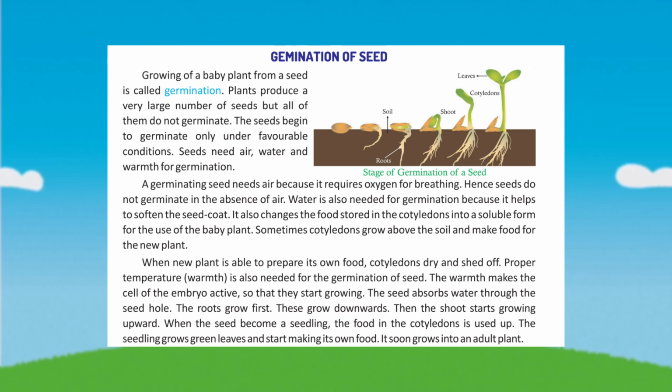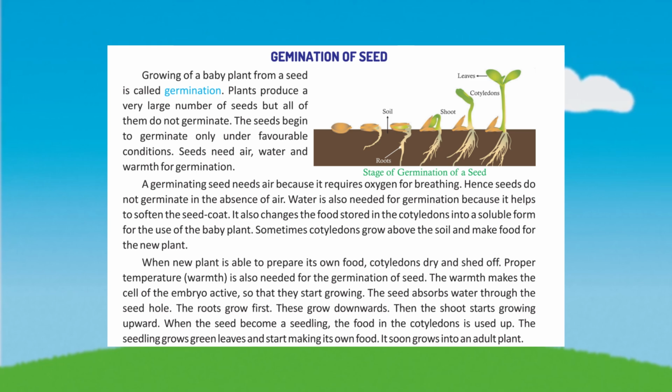Sometimes cotyledons grow above the soil and make food for the new plant. When the new plant is able to prepare its own food, the cotyledons dry and shed off. Proper temperature, warmth, is also needed for the germination of seed. The warmth makes the cells of the embryo active, so that they start growing.